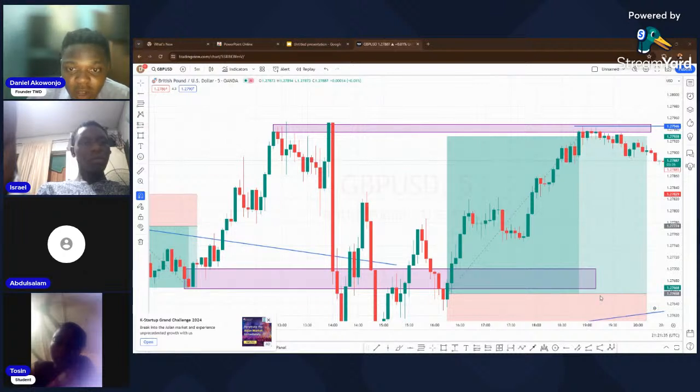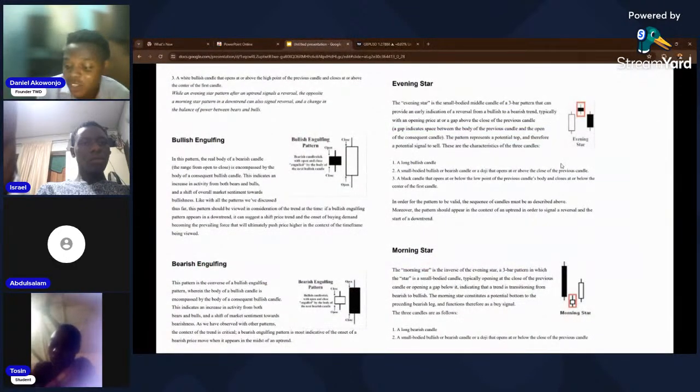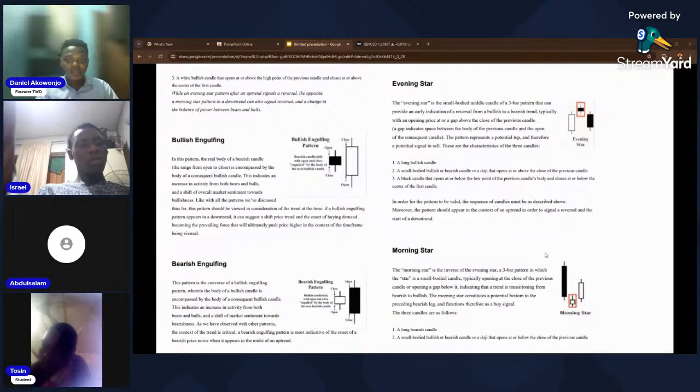Okay, yeah. So now let's check out the second one. Not the second one. How many have I mentioned now? How many kinds of candlesticks have I mentioned right now? So far? How many?